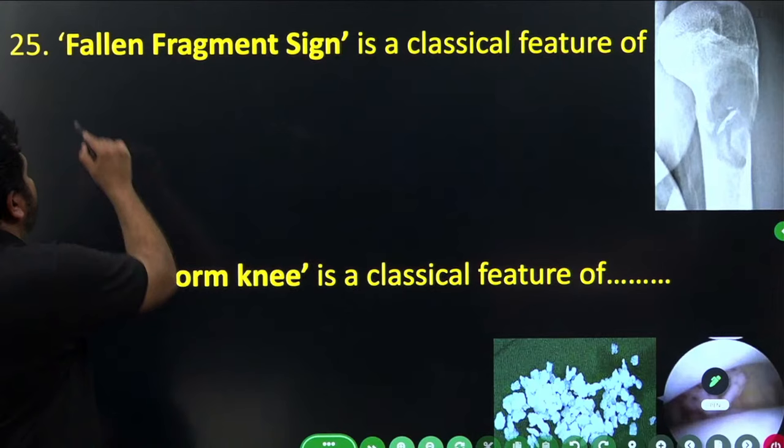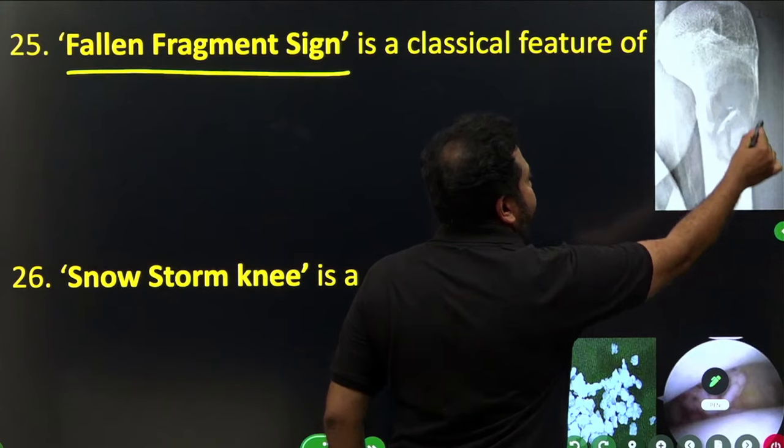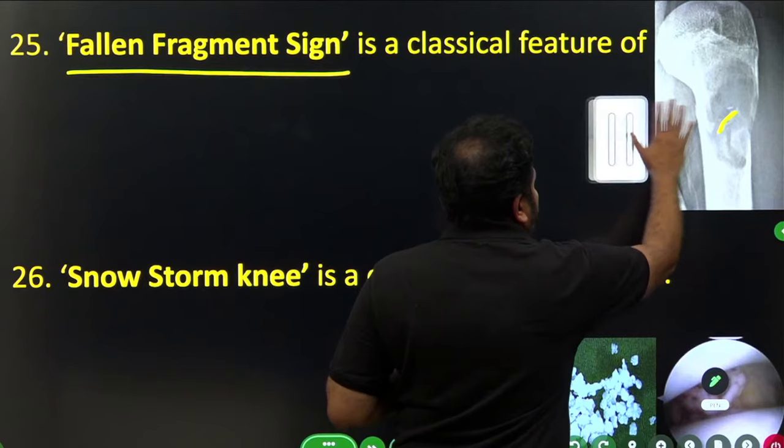You look at the X-ray. Fallen fragment sign is a classical feature. You see here, this is the upper end of humerus, and I am able to see a lytic lesion. Here I am able to see a small white, fallen piece of bone. That is a fractured piece of bone.